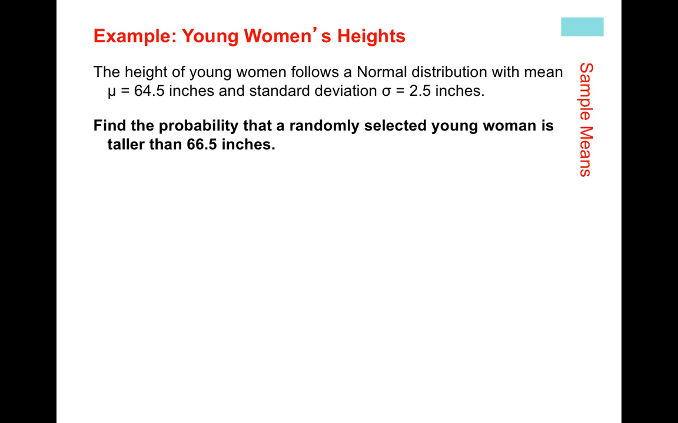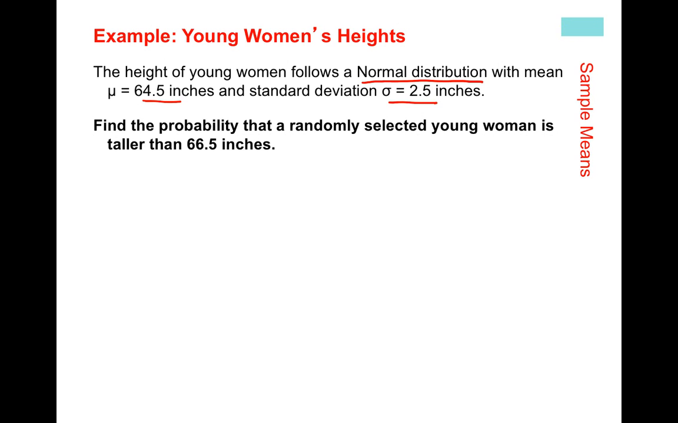So here, we're going to be able to answer a couple of probability questions. They tell us that heights follow a normal distribution. They give us a mean and a standard deviation. So we can use that information to find how likely it is that we randomly select a woman that's taller than 66.5 inches. This is something that we did back in chapter 2.